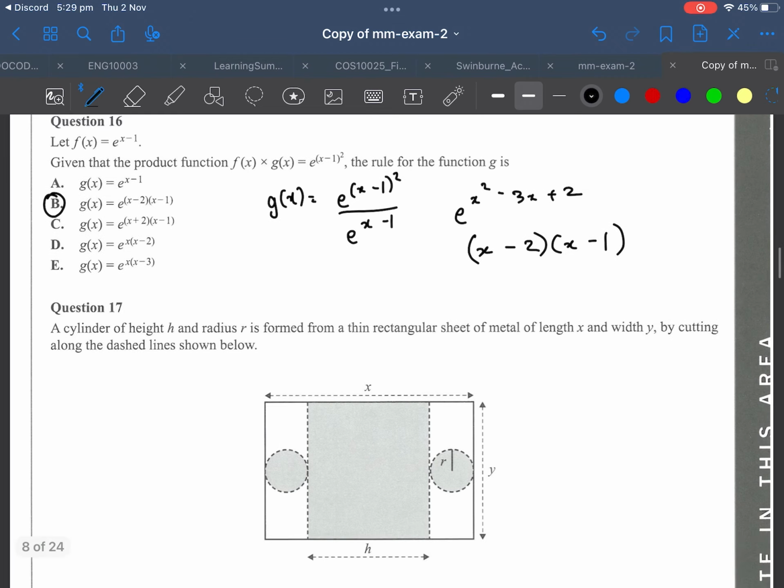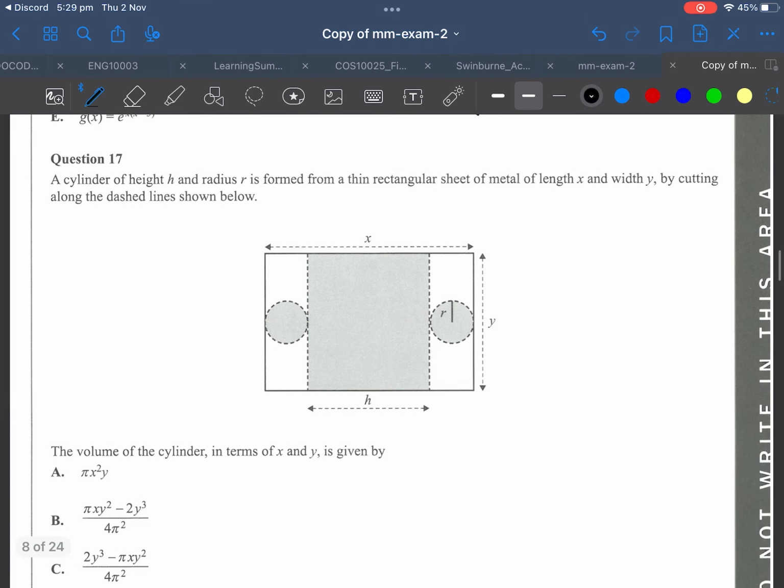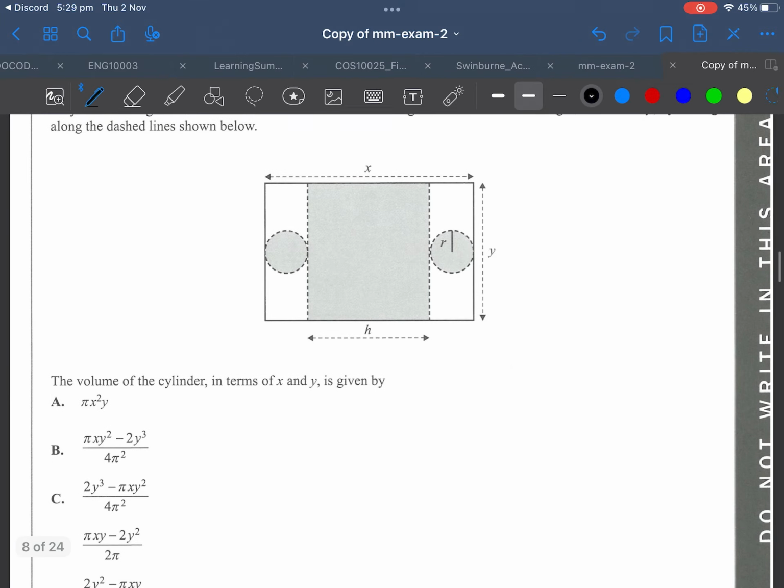The cylinder of height h and radius r is formed from a thin rectangular sheet of metal, length x and width y, cutting along the dashed line shown below. The volume of the cylinder in terms of x and y is given by... Okay, so we know that x is going to be equal to 4r plus h. So that makes it a bit easier. How would you calculate y?